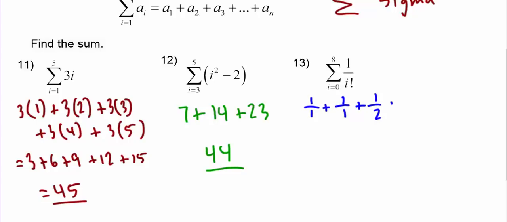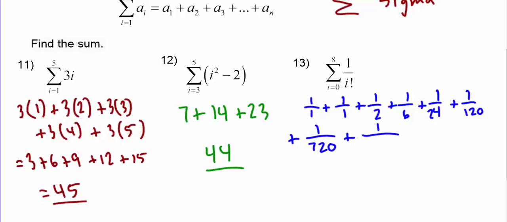Then it's 2 factorial. 3 factorial gets us to 1/6. 4 factorial, 1/24. 5 factorial would get us to 120 in the denominator. 6 factorial would be 120 times 6. That would give us 720. 7 factorial, 1 over 7 factorial is 1 over 5,040. And then we multiply that denominator by 8, and we get 40,320 in our denominator. Okay? A little weird, a little ugly.